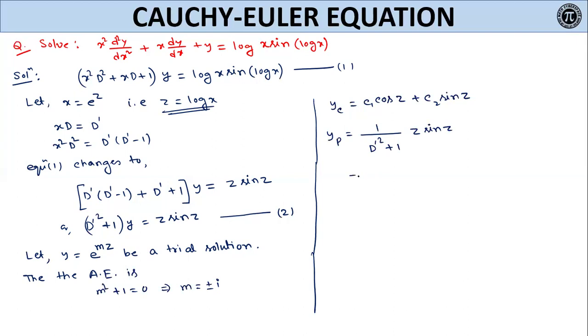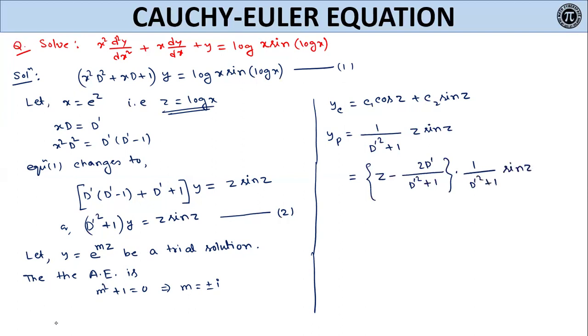This is the last rule of particular integral, where a polynomial is multiplied with another function V, here z into sine z. So what was the formula? The formula is: you have to write z minus 1 by d dash square plus 1 and derivative of f(D), on the numerator you have to write derivative of f(D), so this will be 2d dash, into 1 by d dash square plus 1 sine z.